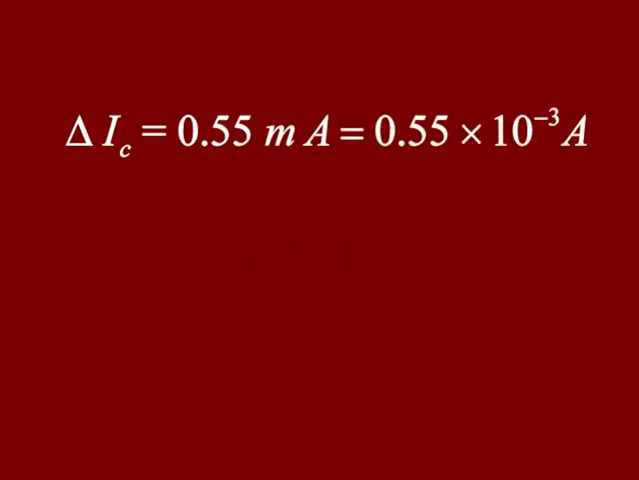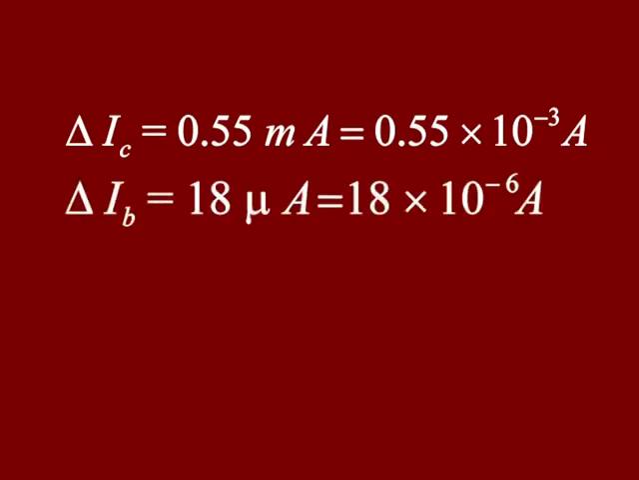Finally, let's calculate beta AC for fluctuations in base current and collector current. Knowing that delta IC is equal to 0.55 milliampere, which is equal to 0.55 into 10 raised to the power minus 3 ampere, and delta IB equal to 18 into 10 raised to the power minus 6 ampere.